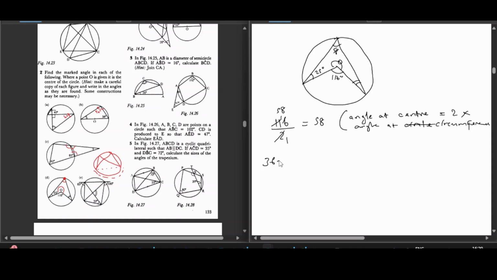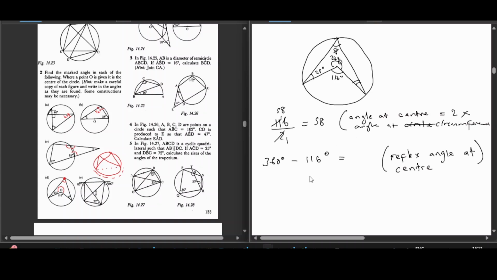Then kuti tiwane this angle, it's just going to be 360 degrees minus 116 degrees. And what is the reason? Reflex angle at center. So the reflex angle at center, like that. Okay. Saka 360 subtracting 116, that's 244.